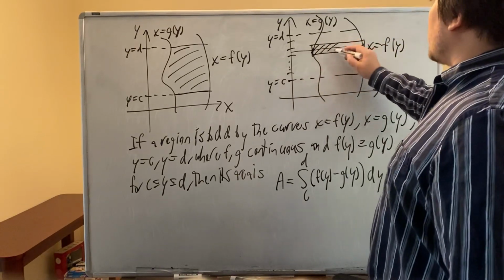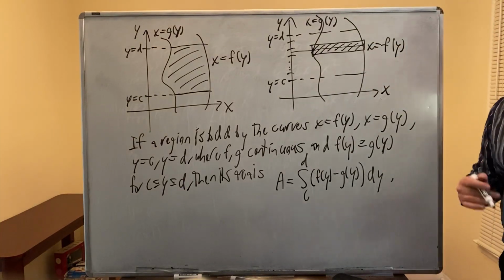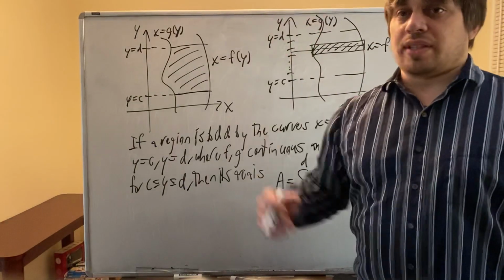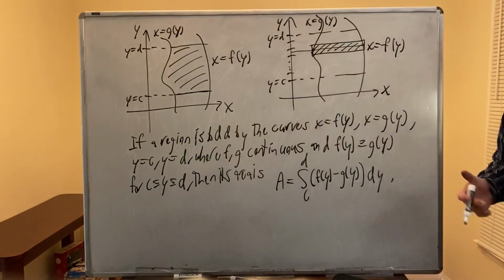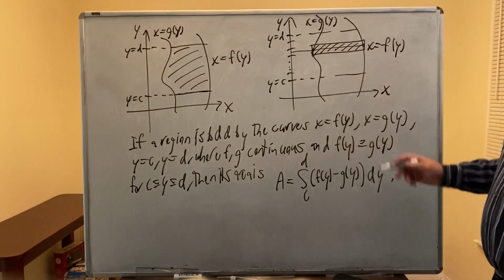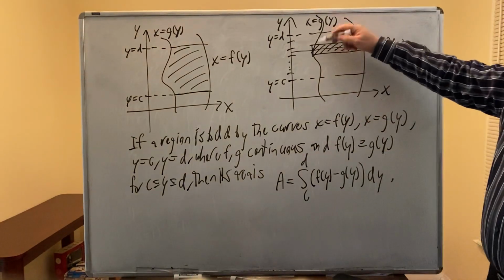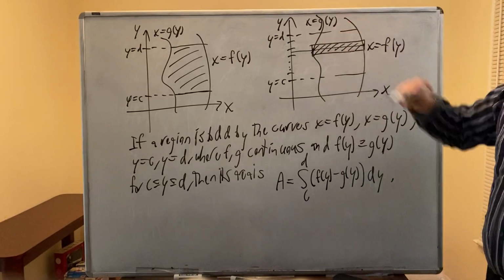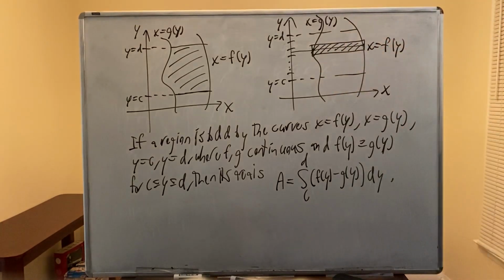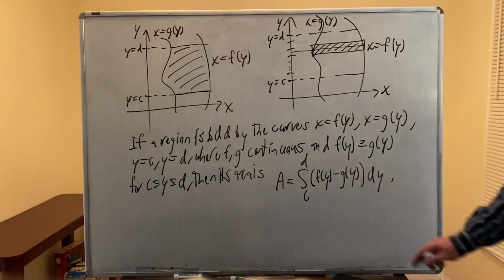So the approximating rectangles are now horizontal. We were approximating areas with vertical rectangles before, but you can approximate an area with horizontal rectangles. Here, the length of the rectangles is a difference of x values, and the width is a difference of y values. So these are horizontal rectangles, and you're approximating an area with horizontal rectangles. And the actual area is determined by an integral.